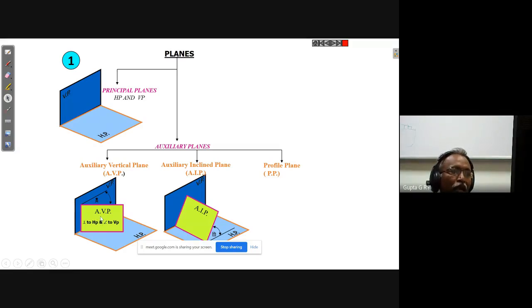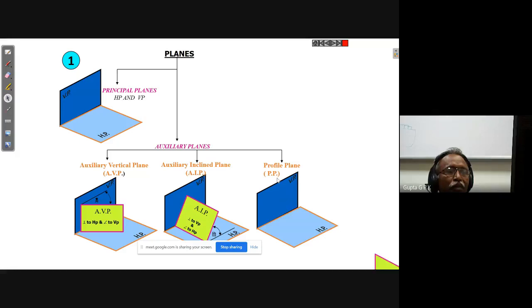Again, I repeat, the auxiliary vertical plane is a plane perpendicular to HP but inclined to VP. The auxiliary inclined plane is a plane perpendicular to VP but inclined to HP. The profile plane is perpendicular to both HP and VP, which I already told you. This can be at this end or here, anywhere. As I told, if you consider a room, these side planes are also profile planes only. These are the different planes we consider.